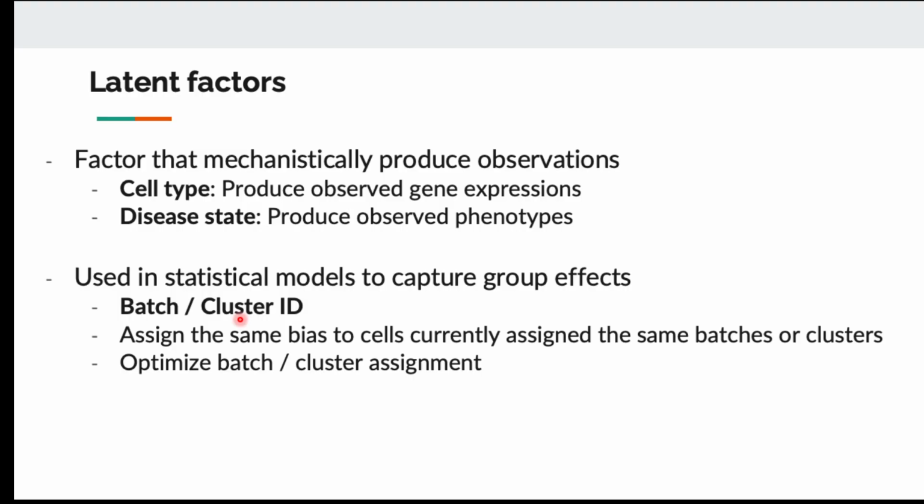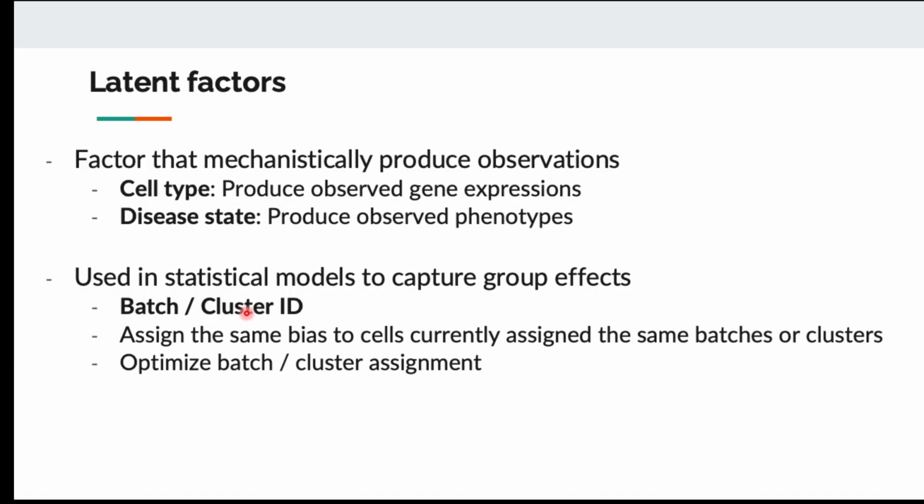These two are different in the sense that the batches you usually know beforehand. When you acquire the data, you know that this is batch number 1, this is batch number 2, this is batch number 3. But when you cluster the cells into cell types, in the beginning, you don't actually know the answer.